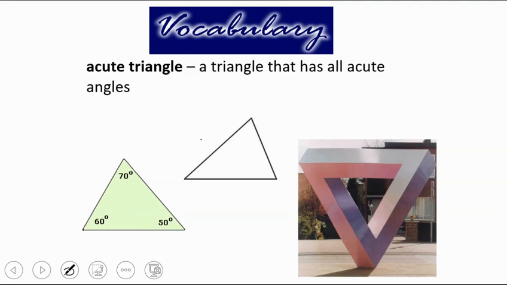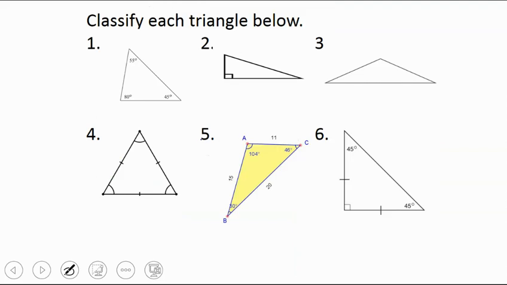We talked about 3 ways to classify triangles by their sides. Equilateral, 3 sides equal. Isosceles, 2 sides equal. And my gosh, my brain's not working. Scalene, no sides equal. Then we talked about how to classify by their angles. We've got a right triangle, which has a right angle, an obtuse triangle, which has an obtuse angle, and an acute triangle, which has 3 angles that are all acute. So let's take that information and let's classify.